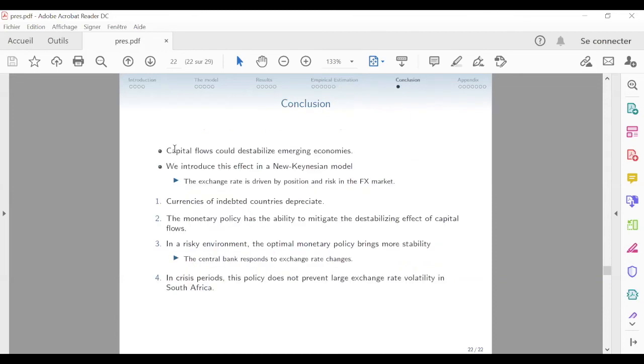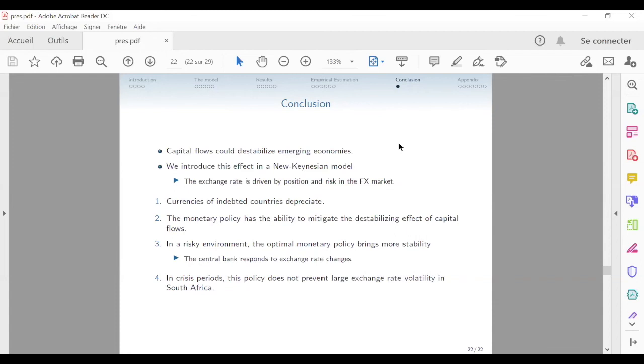So in conclusion, as I said in the beginning, capital flows could destabilize emerging economies. So we model it through a New Keynesian model in which the exchange rate is driven by position and risk in the foreign exchange market. Our model is able to reproduce the fact that indebted countries see their currency depreciate and countries receiving capital see their currency appreciate.